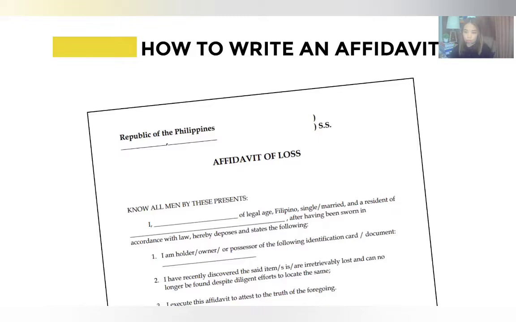We're now on the topic of how to write an affidavit. For us to understand how to write an affidavit, let's first take a look at its parts.